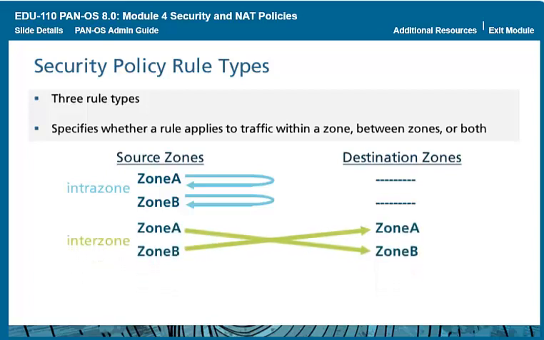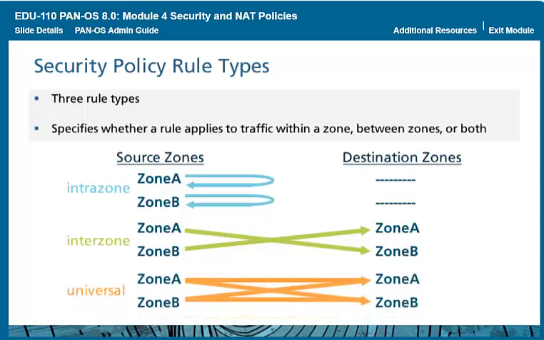An interzone rule applies to all matching traffic between the specified source and destination zones. For example, if you set the source zones to Zone A and Zone B, and the destination zones to Zone A and Zone B, the rule would apply to traffic from Zone A to Zone B and from Zone B to Zone A, but not traffic within Zone A or within Zone B.